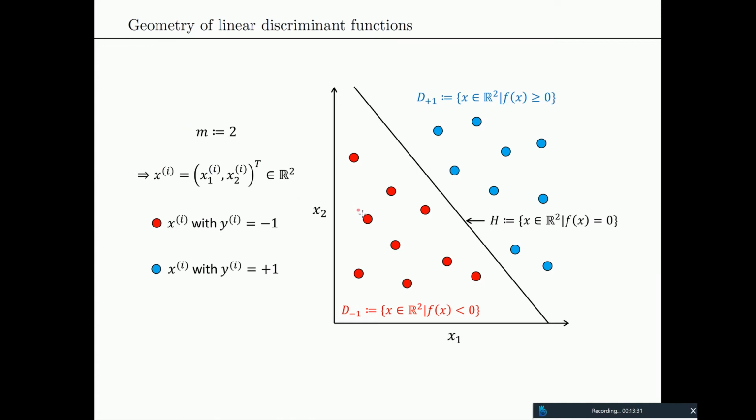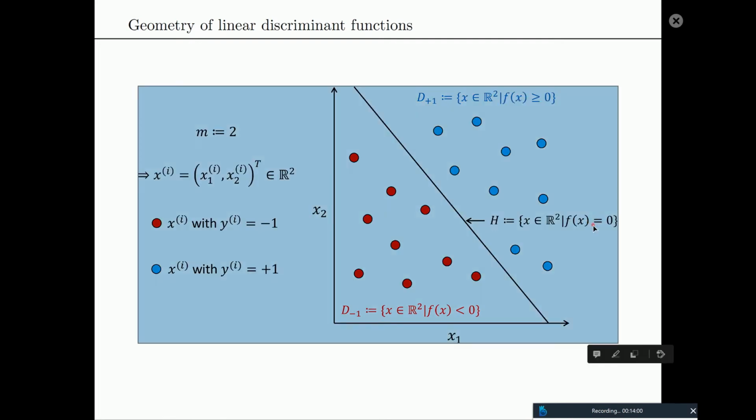So here's the example. Here, two-dimensional features. So each xi has two values, and then the red ones have the yi -1, the blue ones have the yi +1. This is how they came out here. Of course, it's a made-up example. And this line here denotes those x for which the value of this linear affine function equals zero.